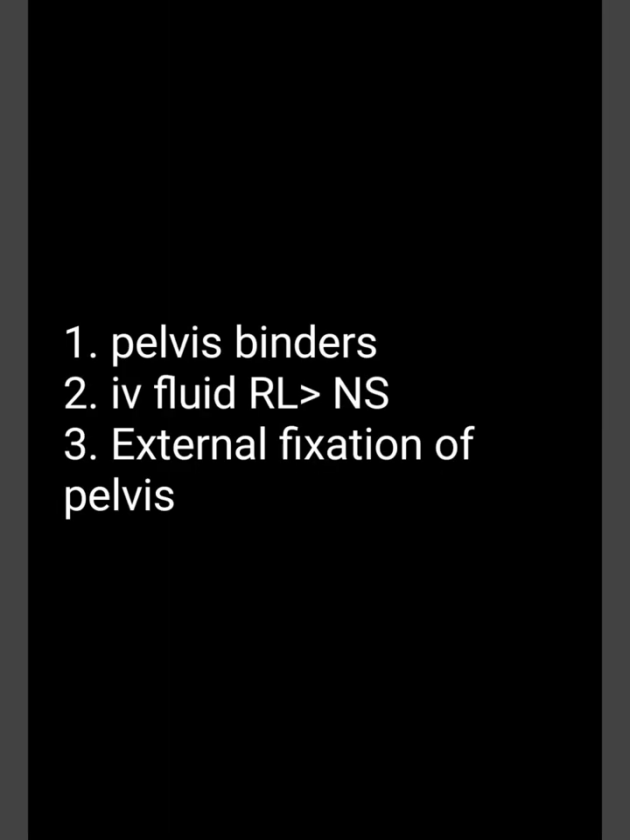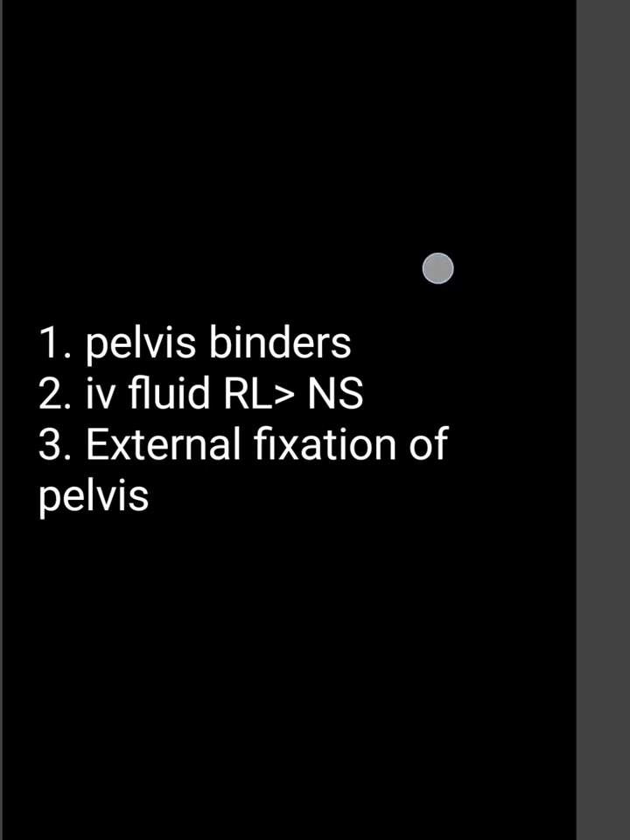What's a Philadelphia collar? It's to stabilize the cervical spine. Management of pelvic fracture. 1. Pelvic binders. 2. IV fluid: RL greater than NS. 3. External fixation of pelvis.